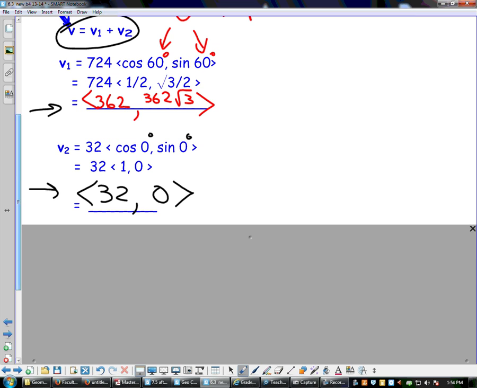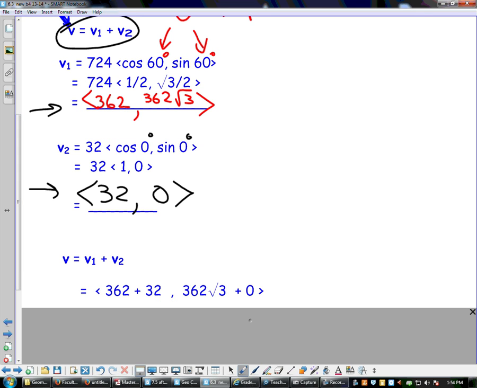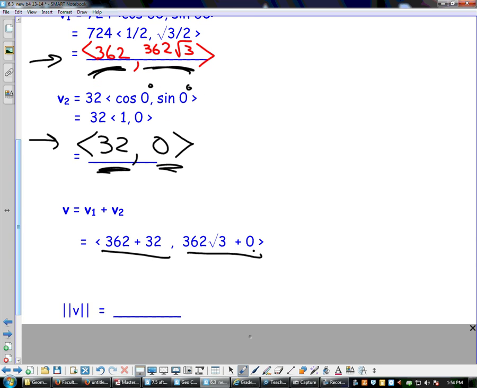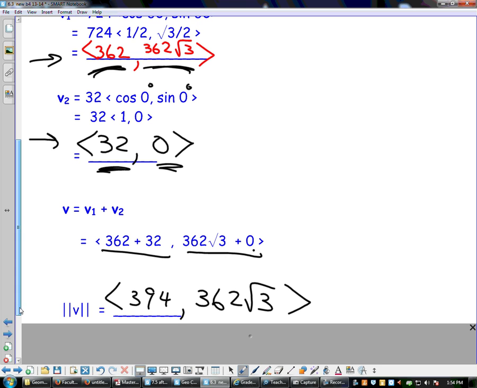Okay. So, when we add these two to get the resultant vector, I get 362 plus 32 here, and 362 root 3 plus 0 here, and I end up getting my resultant vector as 394 comma 362 times square root of 3. Agreed? Okay. And that's not the magnitude, right? That's just my resultant vector V.